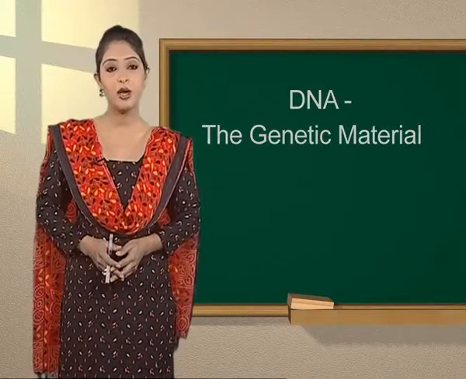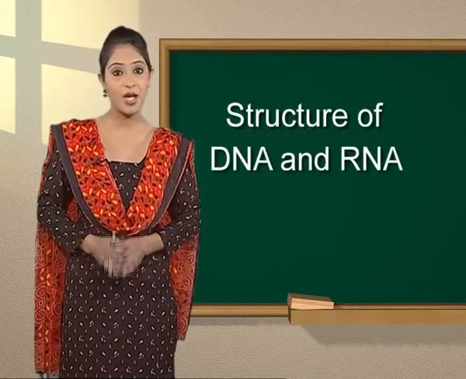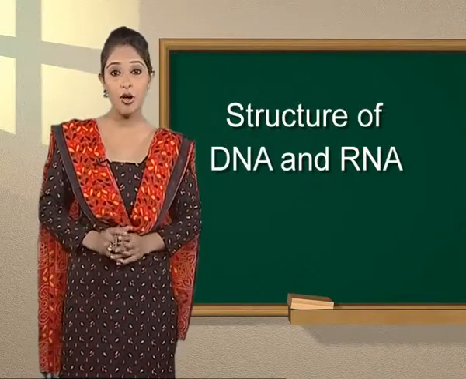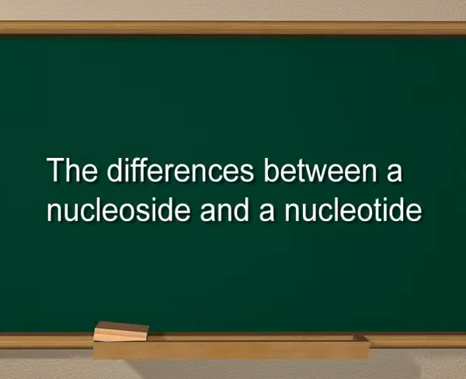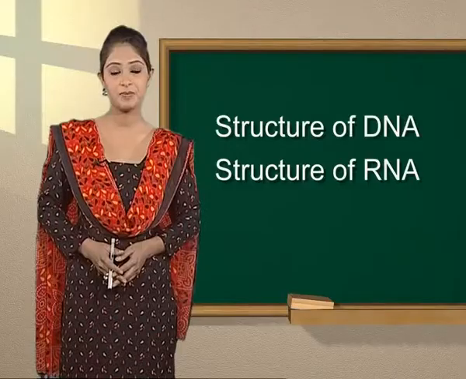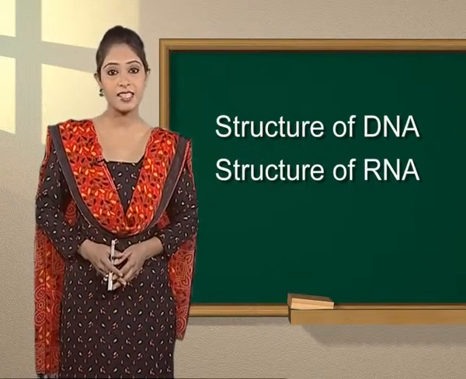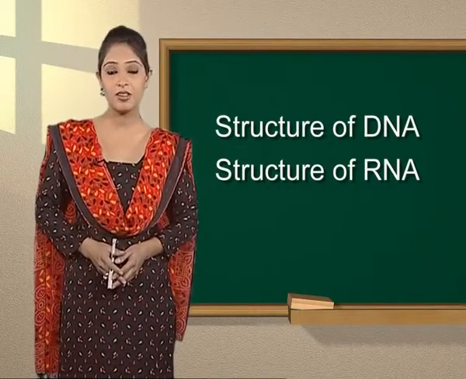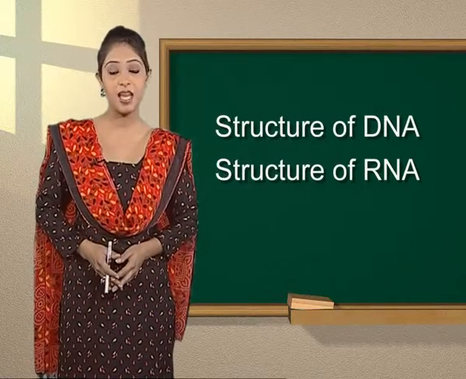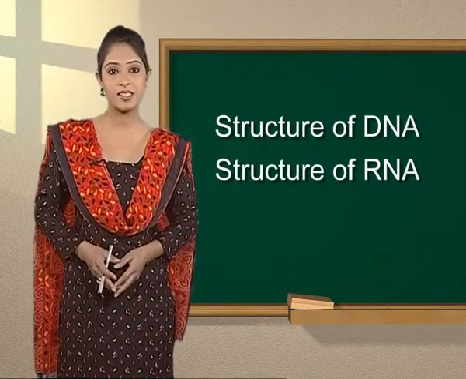In our lesson today, we will mainly discuss the structures of DNA and RNA. While discussing their structure, we will also come to know the differences between a nucleoside and a nucleotide that are the main constituents of DNA and RNA. Students, DNA and RNA are two types of nucleic acids found in living systems. DNA acts as a genetic material in most living organisms. RNA also acts as a genetic material, but only in some viruses.